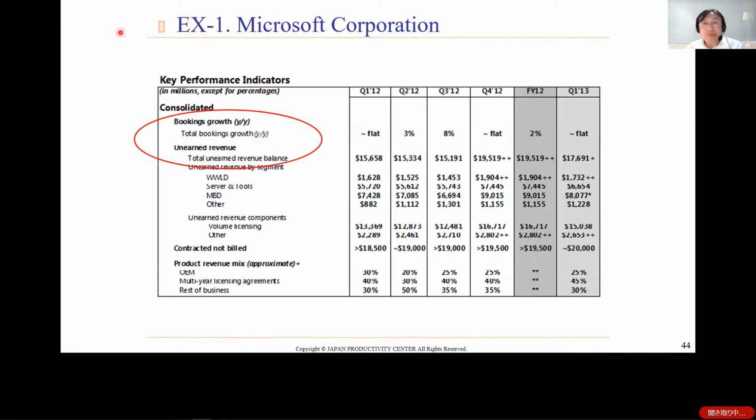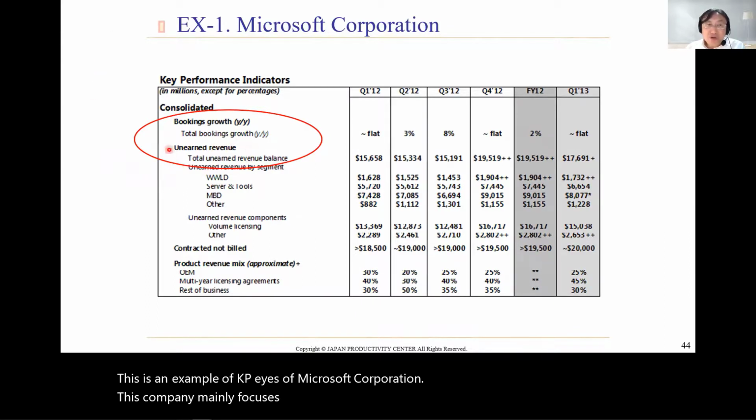This is an example of KPIs of Microsoft Corporation. This company mainly focuses on revenues and growth rates as its KPIs. And in this slide, bookings mean sales.